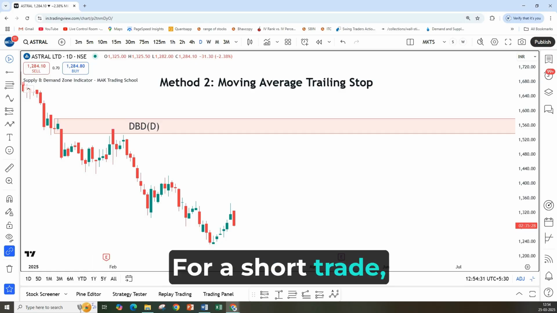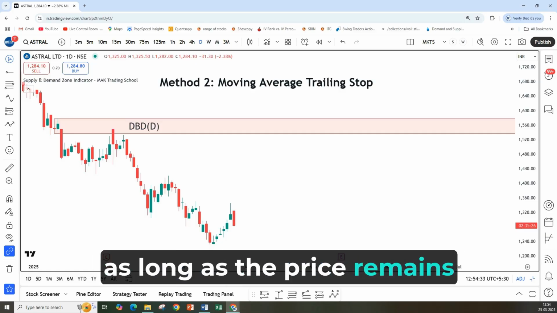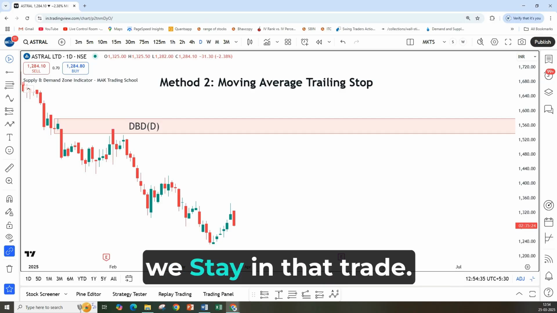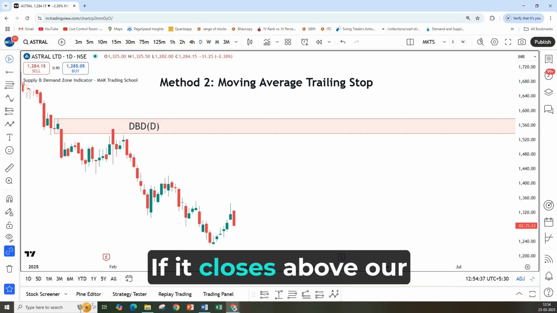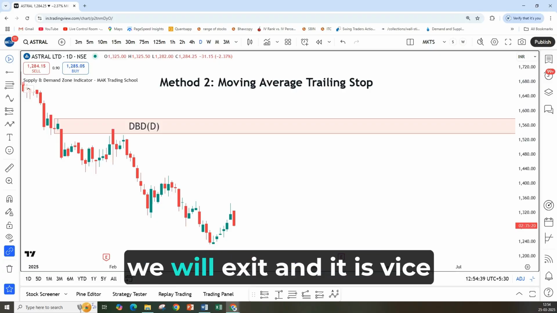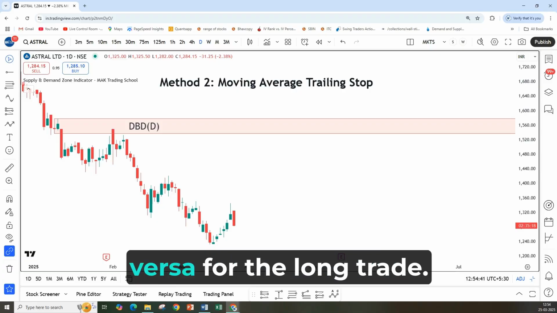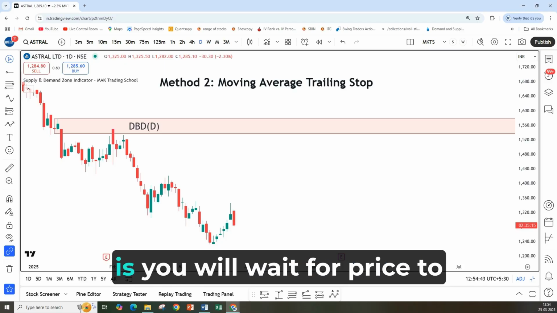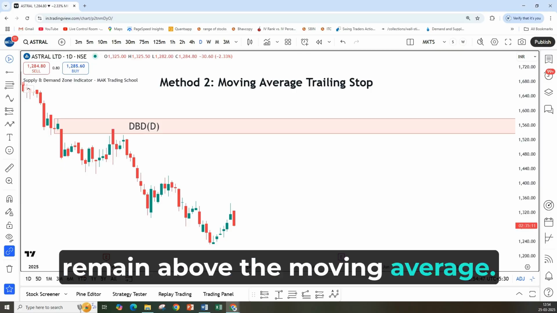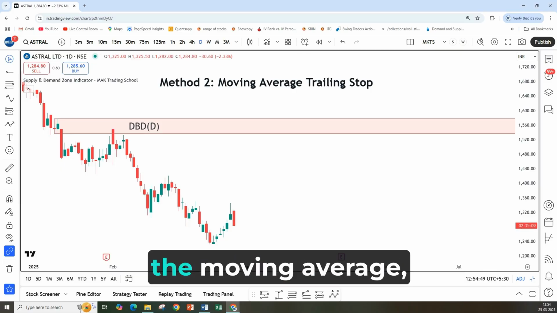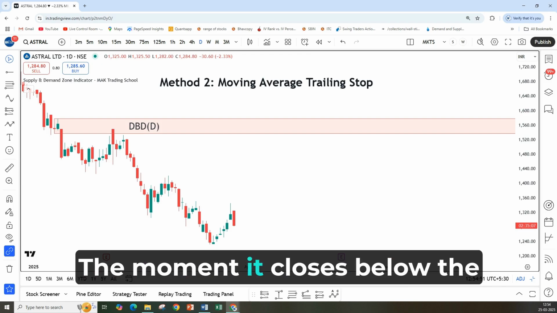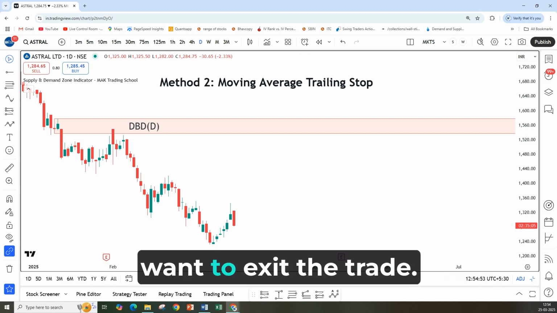For a short trade, as long as the price remains below the moving average, we stay in the trade. If it closes above our moving average, we will exit. And it is vice versa for the long trade. In a long trade, what you will do is wait for price to remain above the moving average. As long as it is staying above the moving average, you are in the trade. The moment it closes below the moving average, you would want to exit the trade.